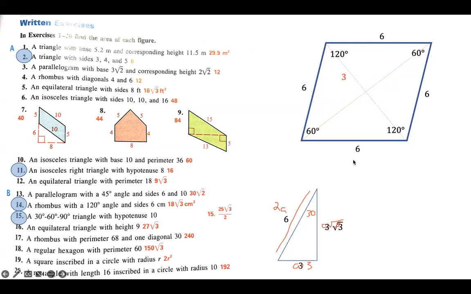And remember, diagonals bisect each other, so the other side is 3, and then the other two sides would be 3 root 3. Remember, the long leg is equal to A root 3. Let me erase all this mess here. There we go. That's better.